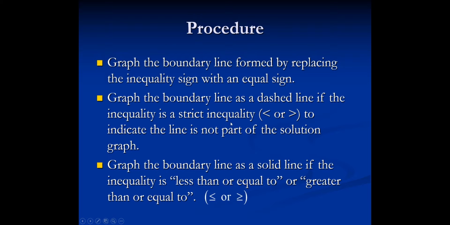Now the procedure is you're going to graph the equation, which is going to be a boundary line formed by replacing the inequality sign with an equal sign. You graph the boundary line as a dashed line, a broken line, if it's a strict inequality, got no equal sign with it. That indicates that the line is not part of the solution graph. And you graph the boundary line as a solid line if the inequality includes the equal sign, which means that the boundary line is going to actually be part of the solution. The points on the line will be part of the solution.